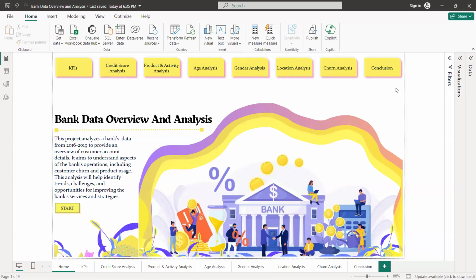Hi everyone. Today I'm presenting my Power BI project, Bank Data Overview and Analysis. This project analyzes the bank's data from 2016 to 2019 of 10,000 customers to provide an overview of customer account details. It aims to understand aspects of the bank's operations, including customer churn and product usage. This analysis will help identify trends, challenges, and opportunities for improving the bank's services and strategies. Let's start.